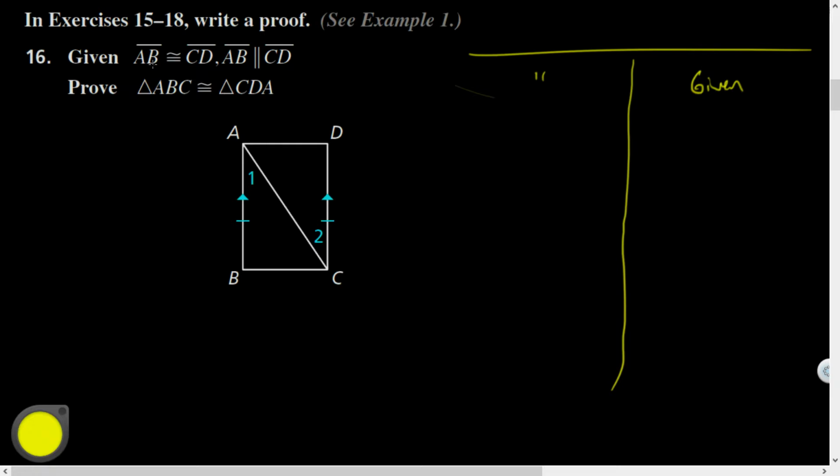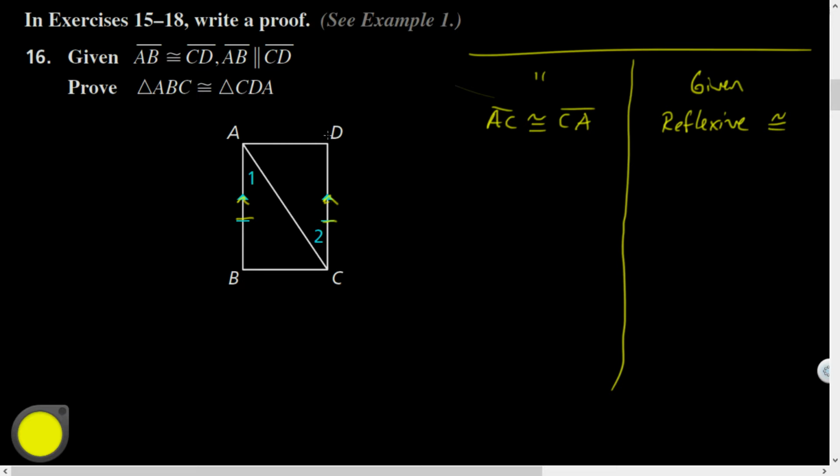So the given says AB is congruent to CD. I see that. AB is parallel to CD. Yep, they labeled that. All right, what's another fact that I can write down? Josh. AC is congruent to CA with the reflexive property of congruence, technically.